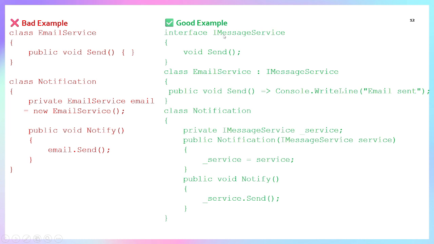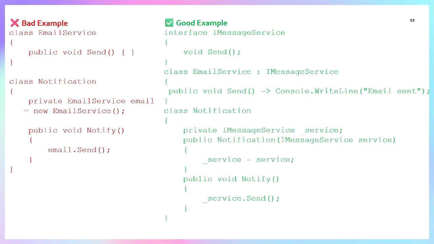But here you can see in the good example, IMessageService, public void send email service, IMessageService, public void send console dot email, send notification, public void IMessageService, public notification, message dot service, service dot service, INotification, send dot service dot send. So what exactly is it?